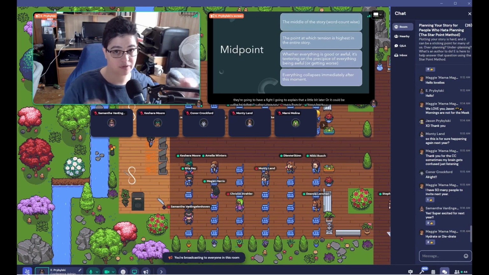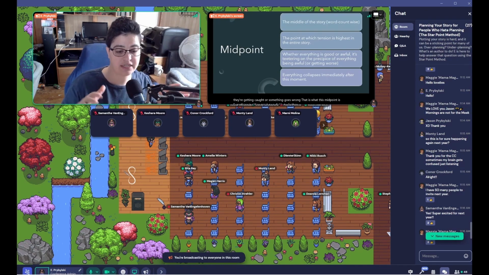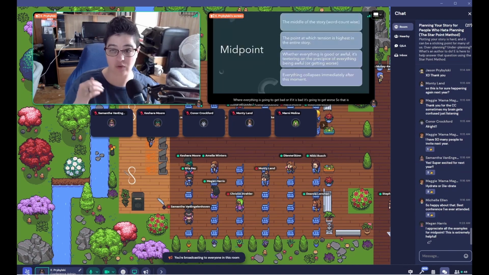This is them going into that heist and everything that leads up to the moment of either they're getting caught or something goes wrong. That is what this midpoint is. Everything is either great or awful. But whether it's great or awful, it's kind of teetering on this precipice where everything is going to get bad. Or if it is bad, it's going to get worse. So that is something to be aware of regarding the midpoint.